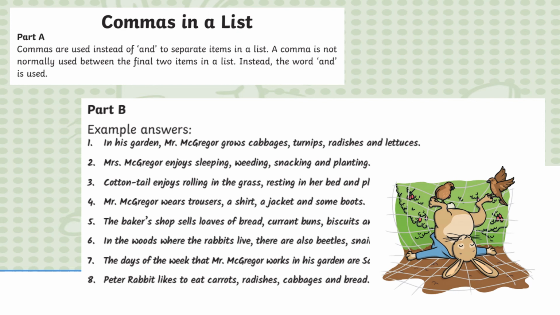So here are some examples. In his garden, Mr. McGregor grows cabbages, comma, turnips, comma, radishes, and the last one, lettuces. Mrs. McGregor enjoys sleeping, comma, weeding, comma, snacking, and the last one, planting. Cottontail enjoys rolling in the grass. Oh, and I put my picture in the way, but you get the idea. You can see before you get to the last one, there's the "and".